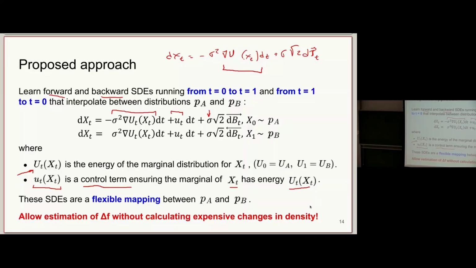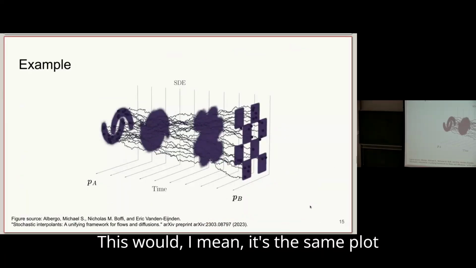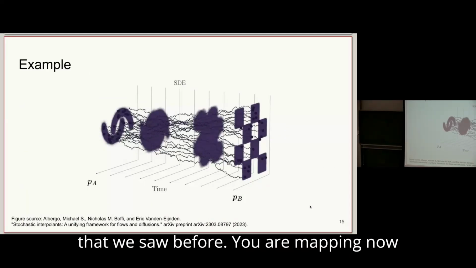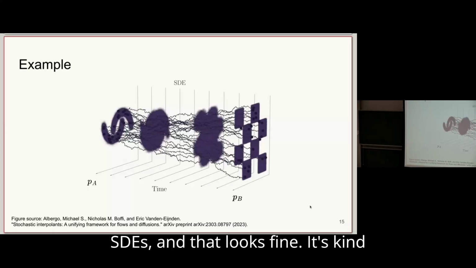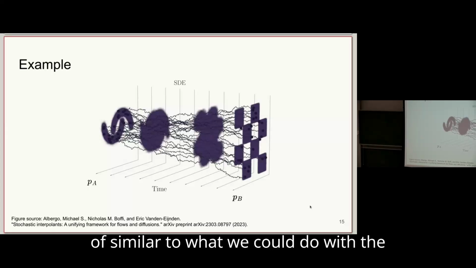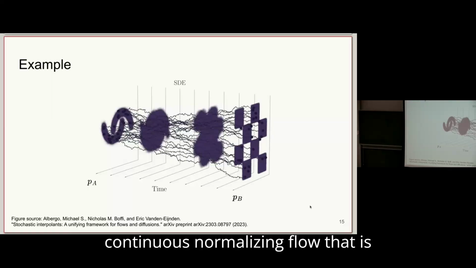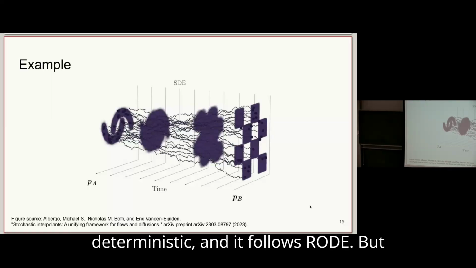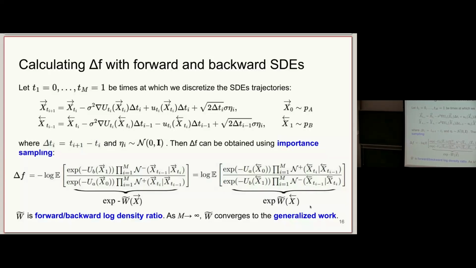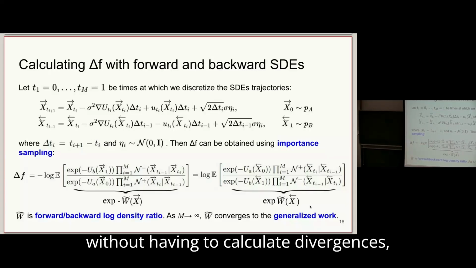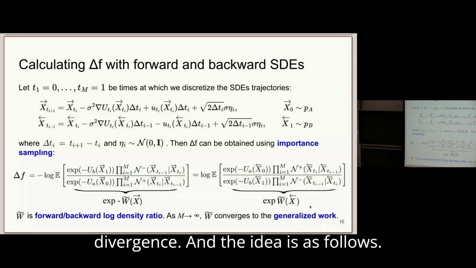No? Good. So it's the same plot that we saw before. You're mapping now between the two distributions with the SDEs. And that looks fine. It's kind of similar to what we could do with the continuous normalizing flow that is deterministic and it follows an ODE. But the key thing is that now we can calculate the free energy difference without having to calculate divergences, okay? And solving this integral of the divergence.